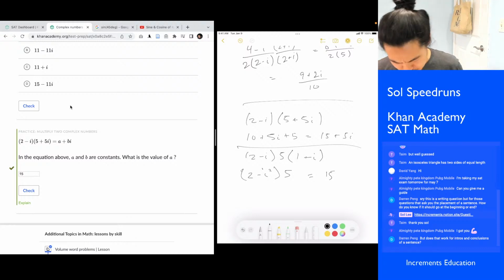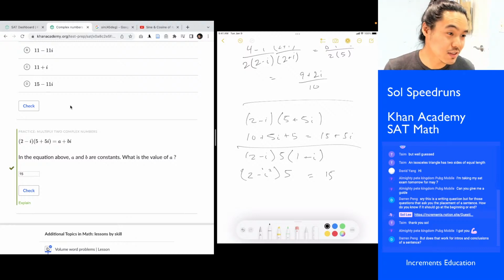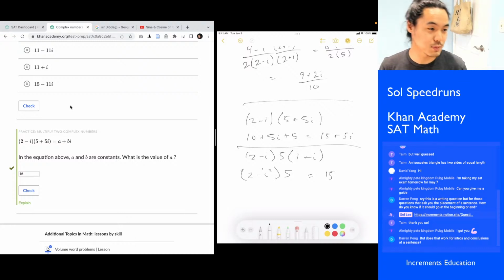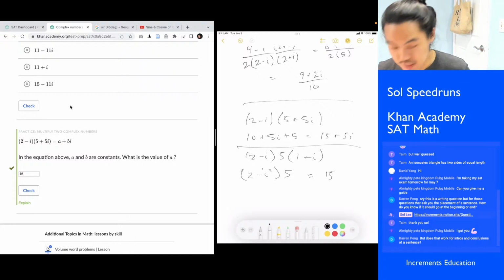Oh, that's kind of cool. I don't remember learning about, I mean, maybe I did learn it, but I just don't remember learning the spooky nature of the i. The i.